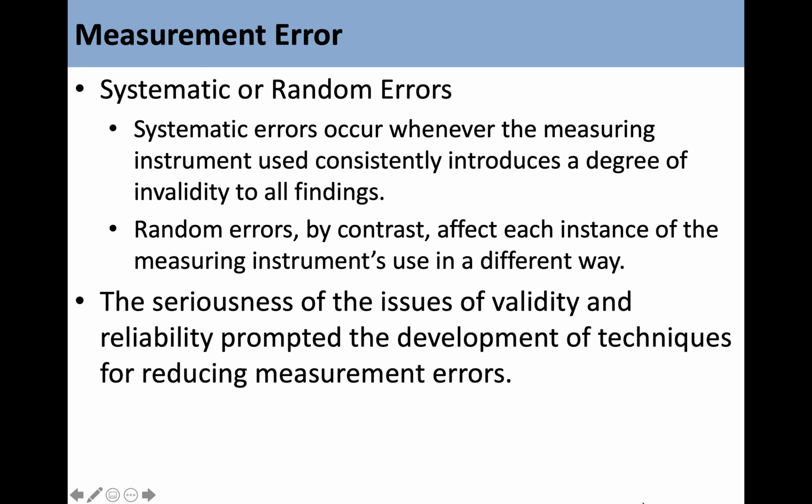Systematic or random errors. Systematic errors occur whenever the measuring instrument used consistently introduces a degree of invalidity to all findings. Random errors, by contrast, affect each instance of the measuring instrument's use in a different way. The seriousness of the issues of validity and reliability prompted the development of techniques for reducing measurement errors, because there are measurement errors in a lot of different social science techniques.